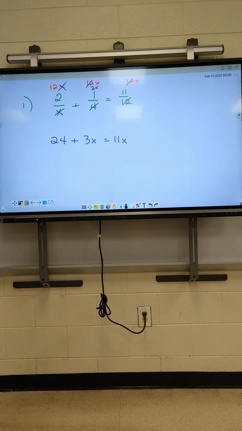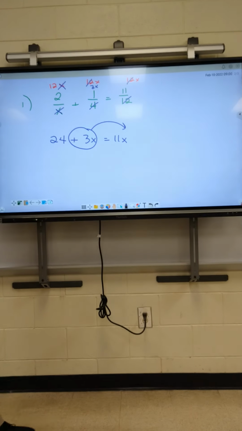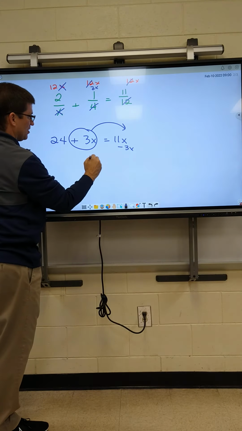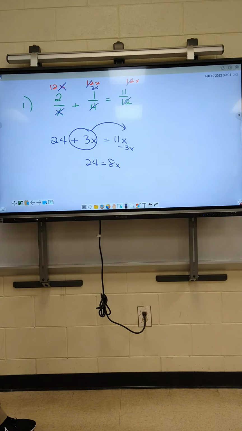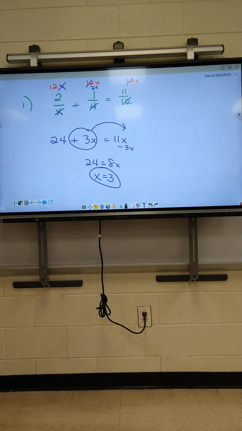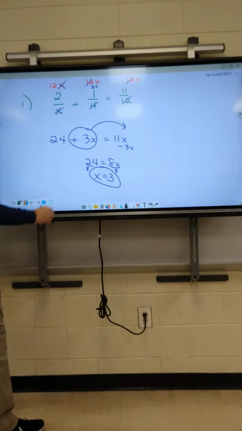Okay, can I do quadratic formula with what's left over? No, because I don't have an x squared, right? All we can do is get our x's on the same side together so I can add up like terms. So minus 3. So we do minus 3. So I got 24 equals 8x. What's our answer? X equals 3. What about 24? Do we just leave it alone? What I did, Fisher, I divided both sides by 8. 24 divided by 8 gave me 3.